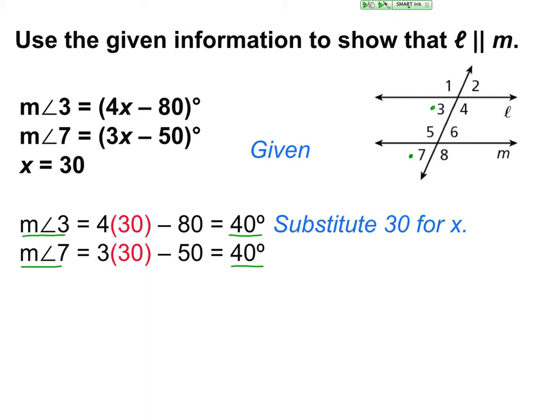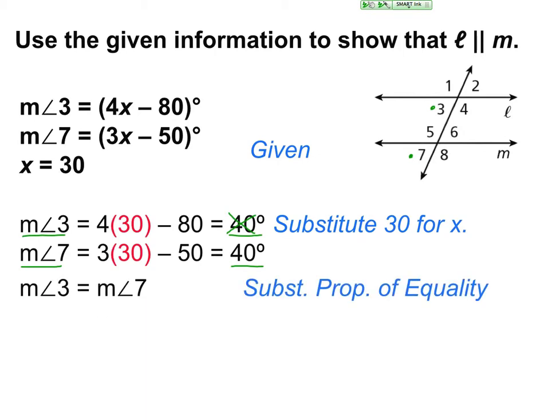How can I say measure of angle 3 equals measure of angle 7? I've got measure of angle 3 equals 40. Measure of 7 equals 40. Can we take out this 40 and put something else that's equal to it in its place? Measure of angle 7. What's our reason? Take it out and put something else in its place. Substitution property of equality. I took out that 40 and put measure of angle 7 in its place.